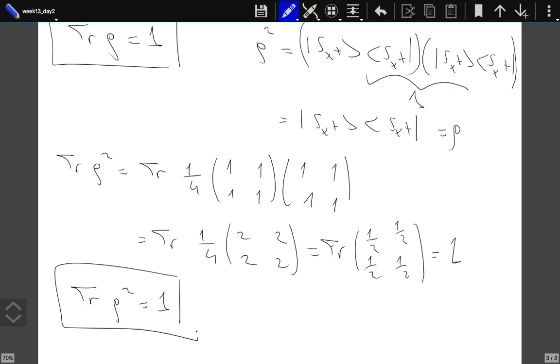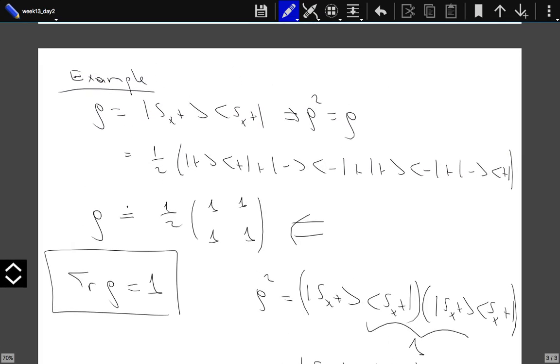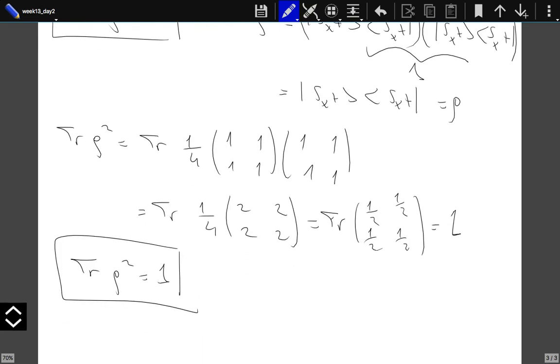The nice thing about looking at trace of rho squared is that the trace doesn't depend on which basis you use. In this basis of Sz plus, Sz minus, rho is not diagonal, so it's not easy to see whether it's a pure state or not. But trace of rho squared, whichever basis you choose, has the same value. So since trace of rho squared is equal to 1, we already know that there is a basis in which it is diagonal, and only one element is non-zero.